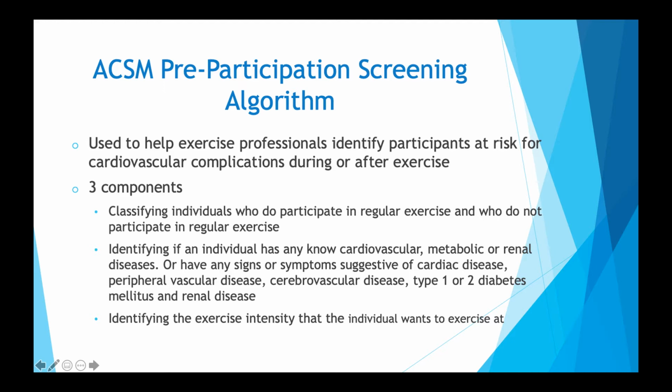The algorithm is made up of three components. The first component is classifying individuals who do participate in regular exercise and who do not participate in regular exercise. The second component is identifying the individual that has any known cardiovascular, metabolic, or renal diseases or has signs and symptoms of any of these diseases. The third component is identifying the exercise intensity that is appropriate for the individual to exercise at.